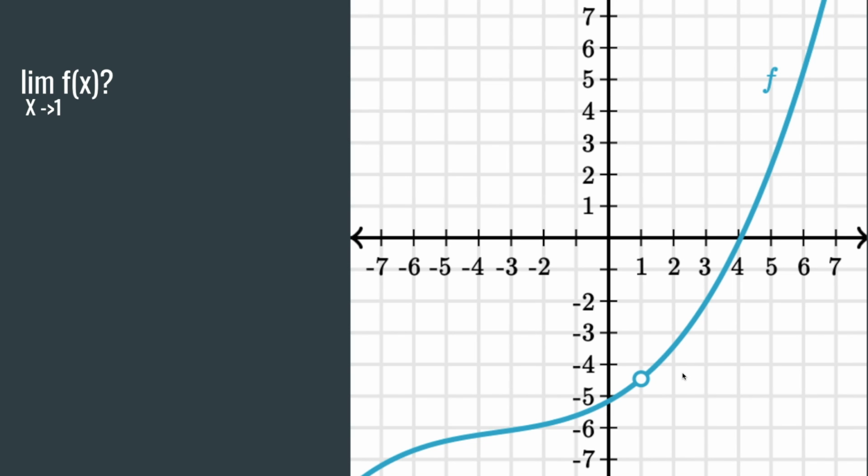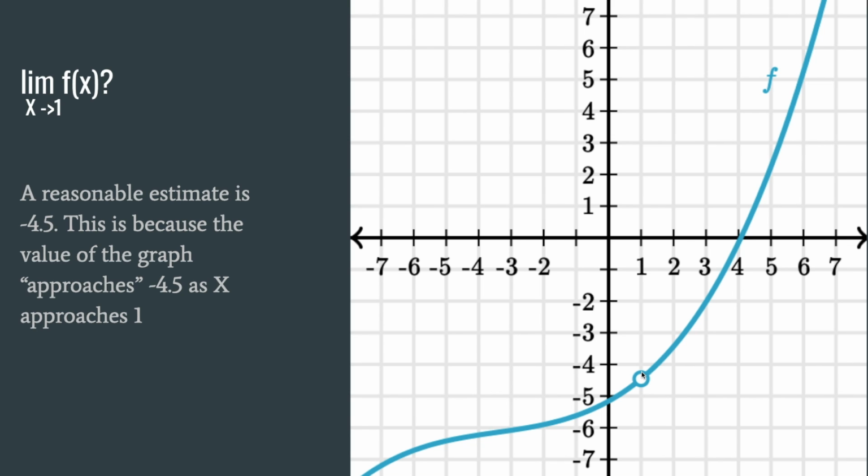So the question might ask, what is the limit of f of x as x approaches 1? Basically, you know that the value is between -4 and -5. And you know that the value before 1 is between -4 and -5, and the value right after 1 is somewhere between -4 and -5. So a fair, reasonable estimate is -4.5. This is because the value of the graph approaches -4.5 as x approaches 1.